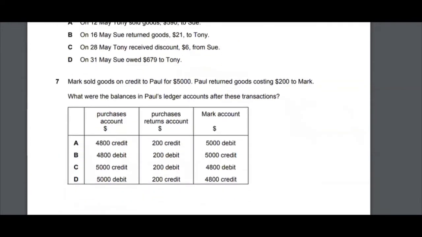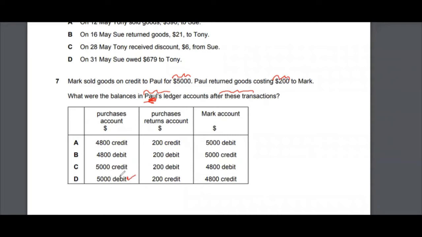Let's look at multiple choice 7. Mark sold goods on credit to Paul for $5,000. Paul returned goods costing $200 to Mark. What were the balances in Paul's ledger accounts after these transactions? So you have to focus on Paul's ledger, not on Mark's ledger. So $5,000 goods, so $5,000 on the purchase account, debit $5,000. That's correct.